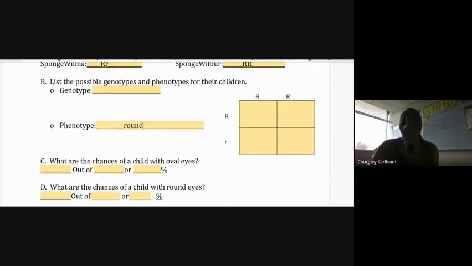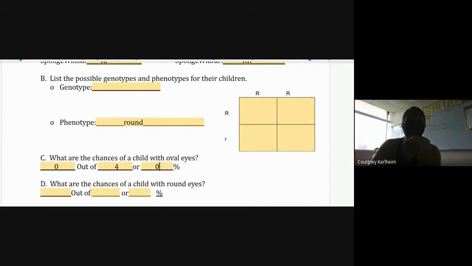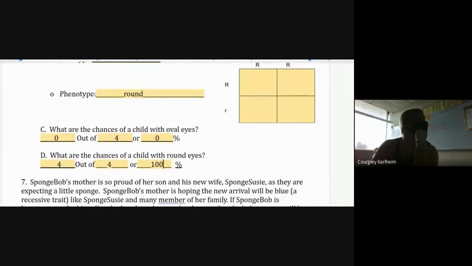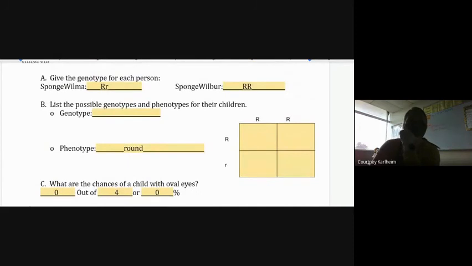So what are the chances of oval eyes? Can they have any kids with oval? So you would just have 0 out of 4 or 0%. And then obviously all of them have round eyes because that was our characteristic. So 4 out of 4, 100%. This one? Oh, you just write the letters in the boxes. I just didn't do that because I figured you guys did this part.